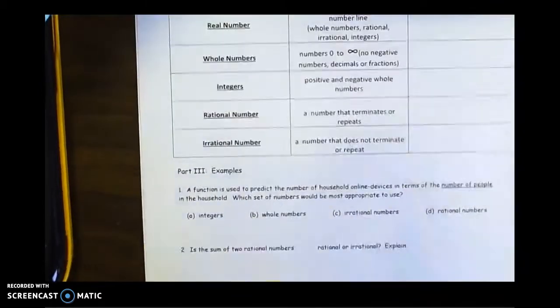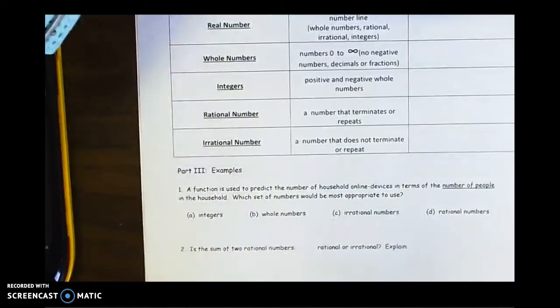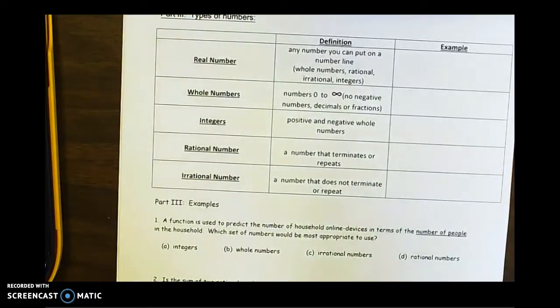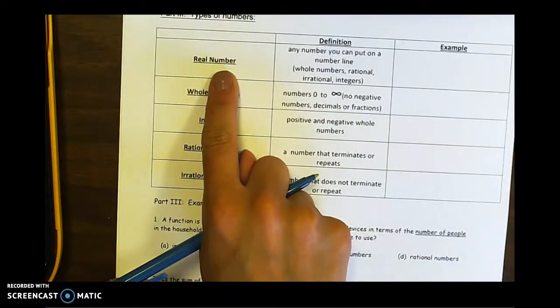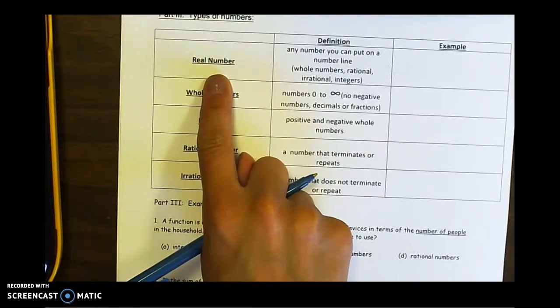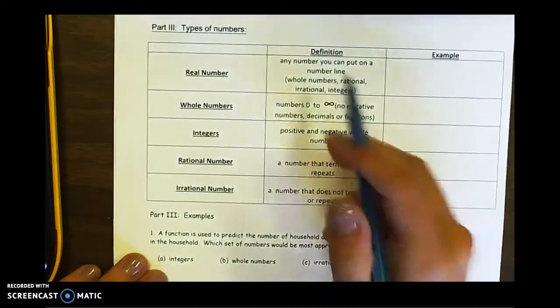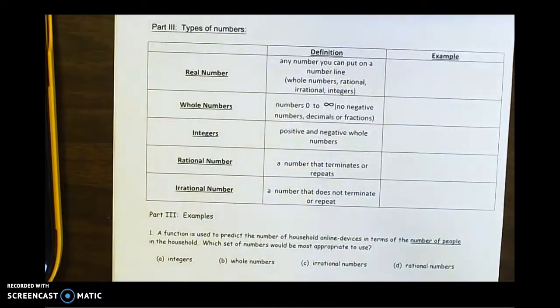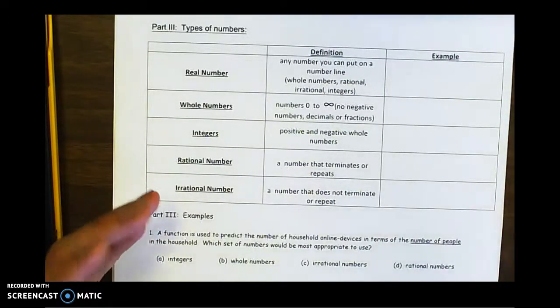Now let's go ahead and flip the page over. Our second goal for today is to review our number systems. All right, so let's go ahead and take a look. Our first number system are real numbers. Now, a real number is any number that you've ever learned in your entire life. It's any number that you can put on a number line. Whole numbers, rational numbers, irrational numbers, integers, any number you can think of.